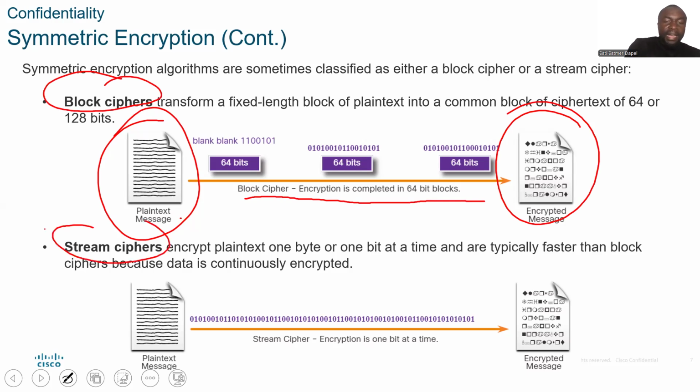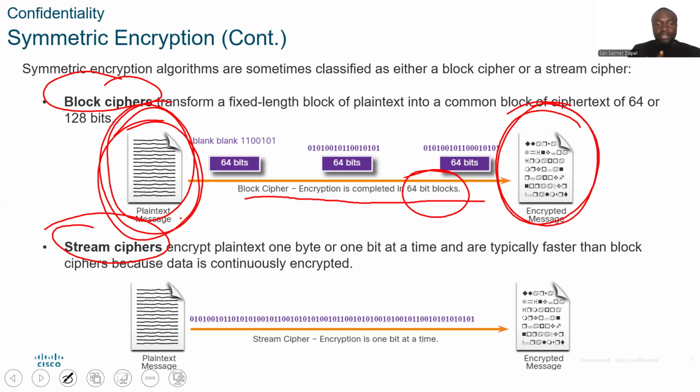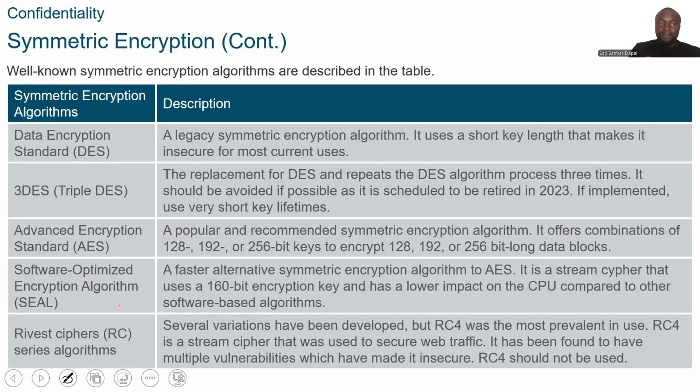But the stream cipher, what happens to it? It says it encrypts plain text 1 byte or 1 bit at a time and is typically faster than block ciphers. What does it mean? Here, you see, it takes the whole document and converts it into this using this. But the stream cipher picks line by line. It picks byte by byte, and it does the encryption. All right? So that is why it's called a stream cipher.